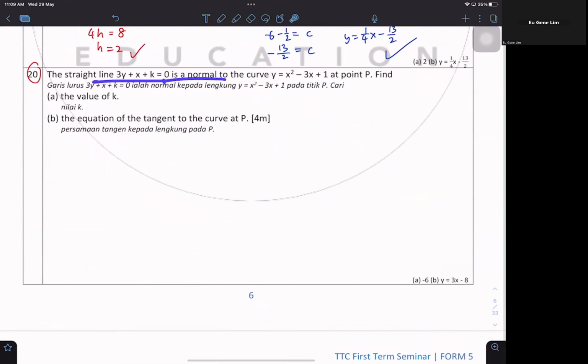This line is normal. Okay. Now, do you want to draw? Okay, now we draw. There's a curve. Sorry, I draw here. This curve is y equals x squared minus 3x plus 1. Then you can differentiate first. Since you know this is a differentiation topic. Tangent normal is a differentiation topic, right? So why not you differentiate first, right?